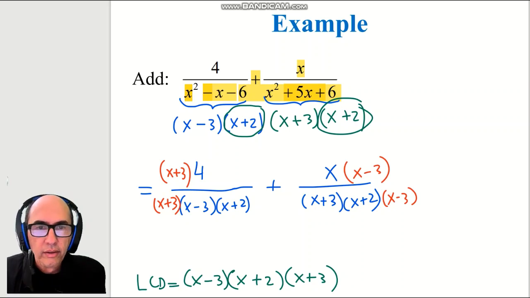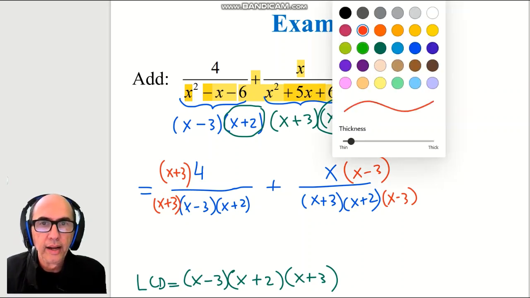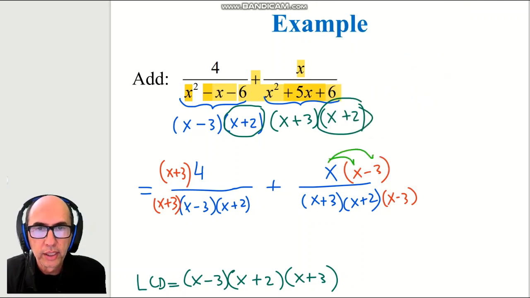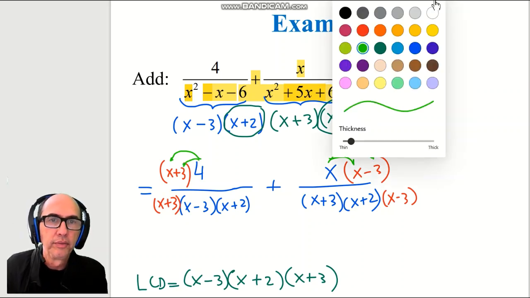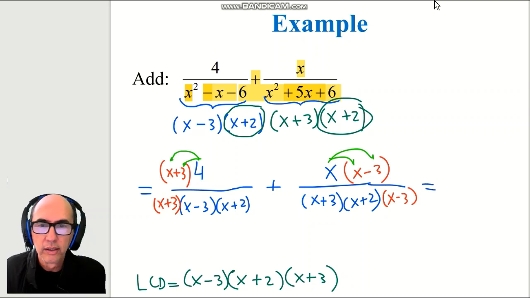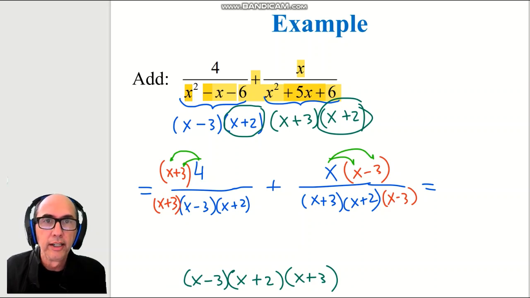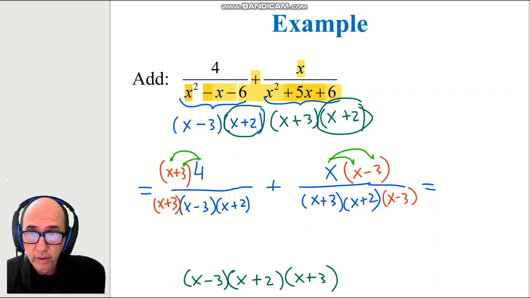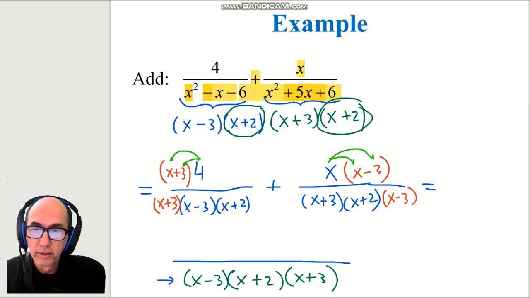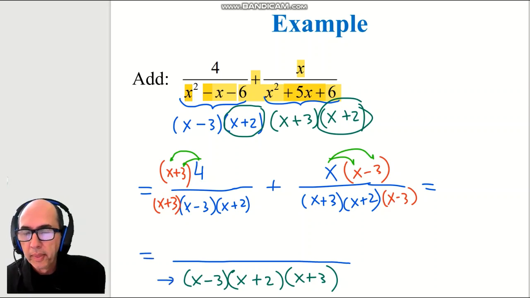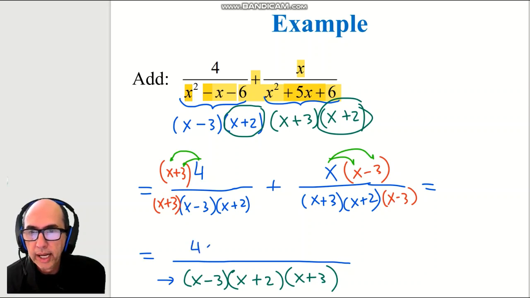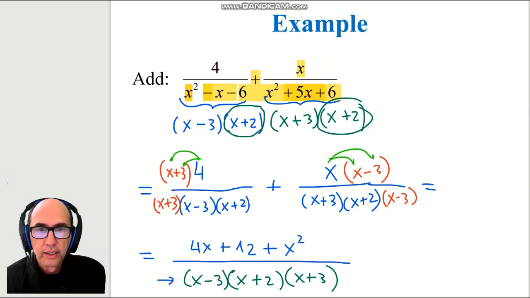Great. Simplify. The first thing we have to do is apply the distributive property on the numerators. Look, okay. And we can now write this under the same denominator. See, both are the same as the least common denominator, so this is going to be our denominator. And 4 times x plus 4 times 3, 12, plus x times x, x squared, and x times negative 3, negative 3x.